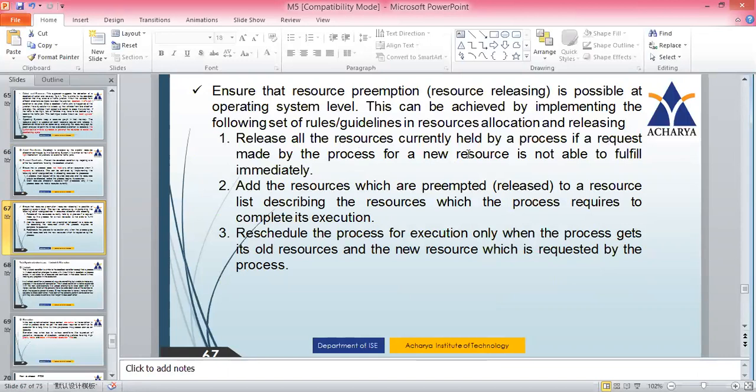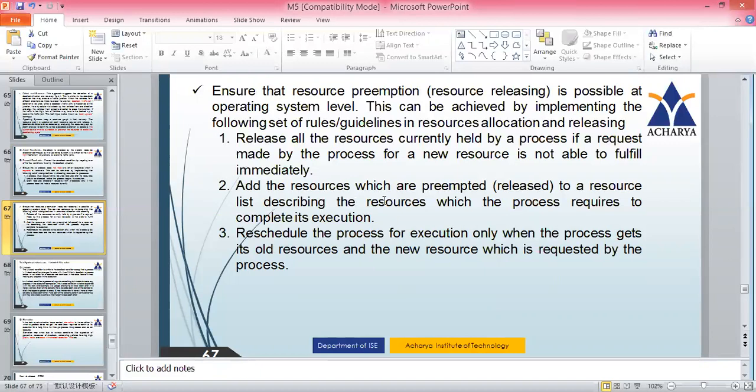Release all the resources currently held by a process if a request made by the process for a newer resource is not able to be fulfilled immediately. So the process which has requested any other resources has to release all the resources which it is currently holding when the operating system is not able to give the resources immediately. That is, a process A wants some resources X, Y, Z, and it has other resources P, Q. So it has to release P, Q in order to get X, Y, Z.